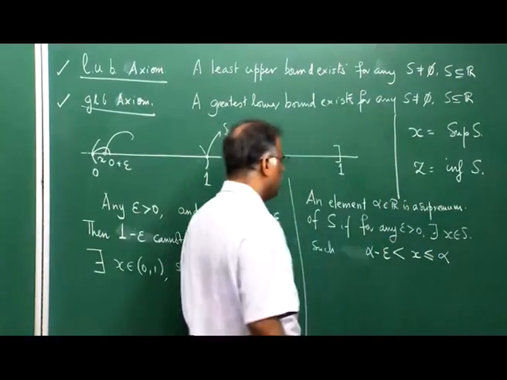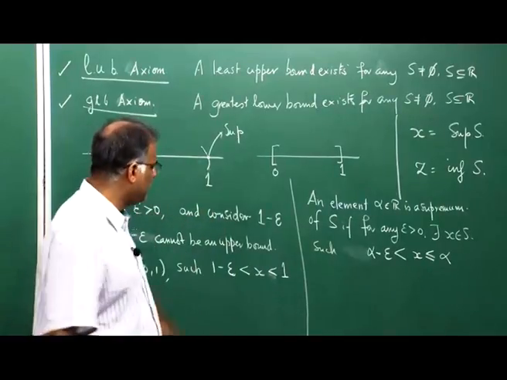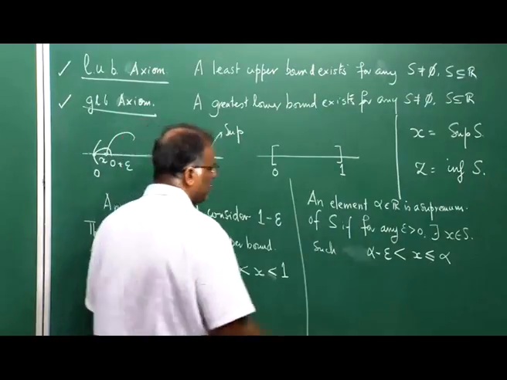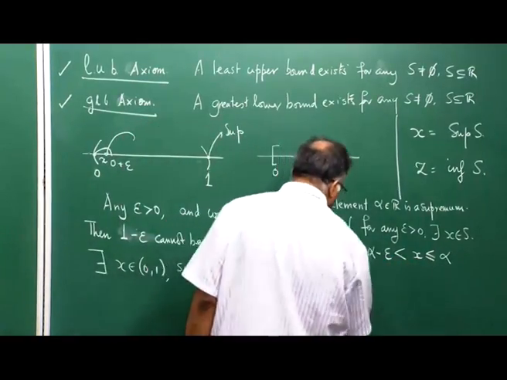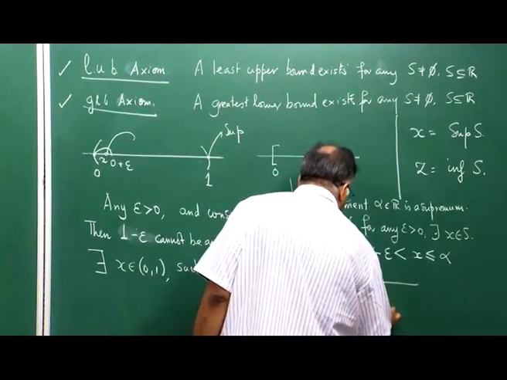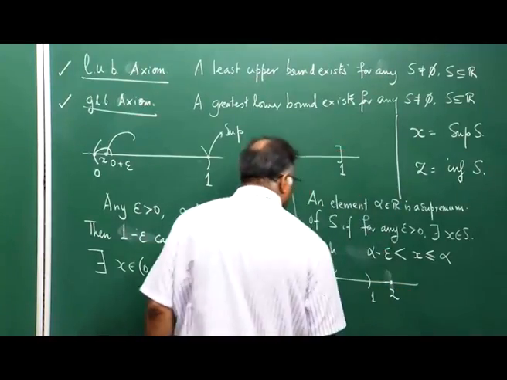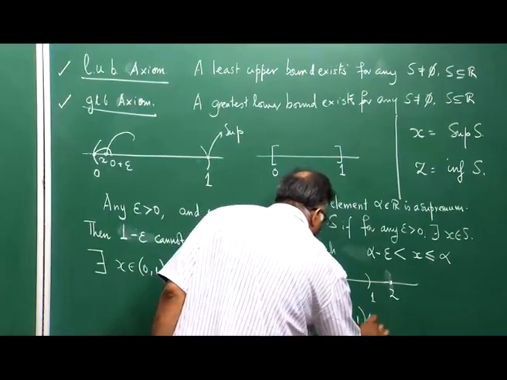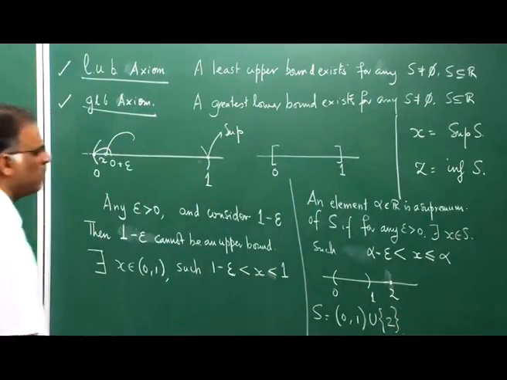So, you might ask me why you have put less than or equal to here, while there you have not. Because there, no x can be equal to 1 in that set, but here in general you do not know. So, this is the general definition, because for example, if you take a set like this, 0 1 union the singleton set 2, so a disconnected set. Now, what is the supremum of this set?